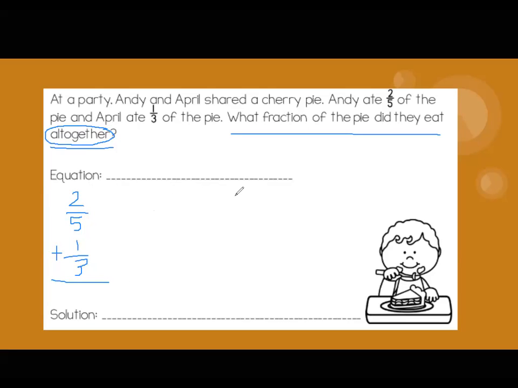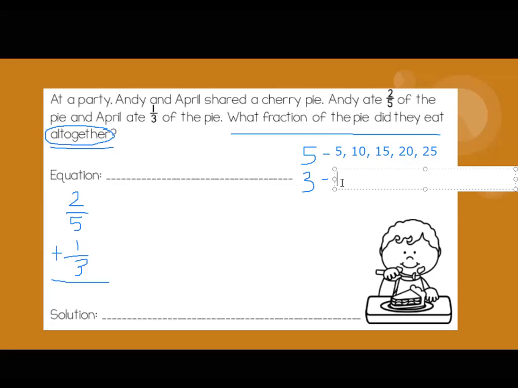So our first step is we need to find a common denominator because they do not have the same denominator. So we have a denominator of 5 and a denominator of 3. Our multiples of 5: 5, 10, 15, 20, 25. I'm going to go ahead and stop there. We can always add more multiples if we need to.